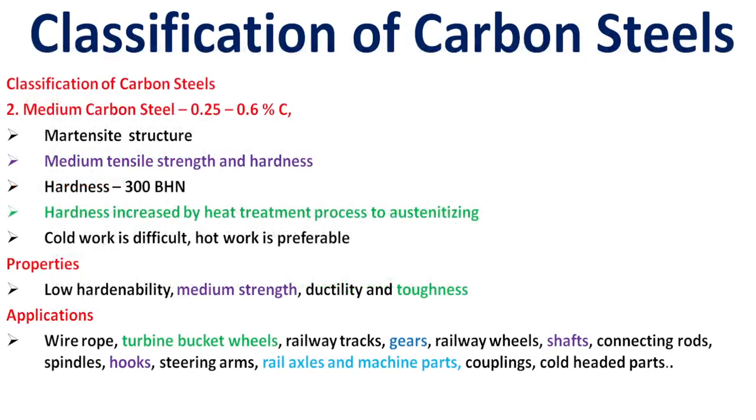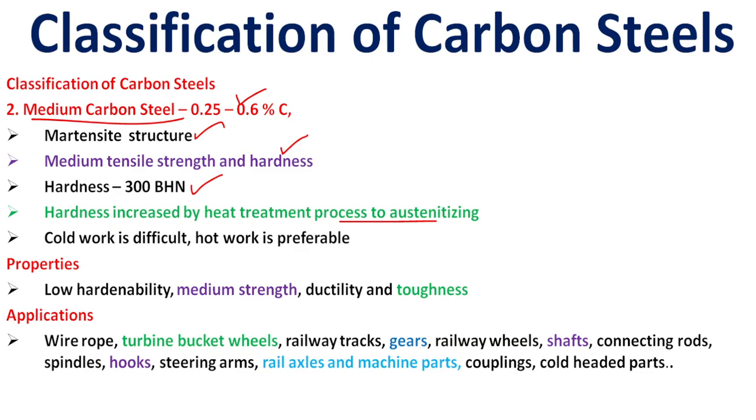Next is the medium carbon steel material. The carbon content is 0.25 to 0.6 percent, and it naturally has a martensite structure. It has medium tensile strength and hardness. The hardness is up to 300 Brinell hardness number. The hardness is increased by the heat treatment process.